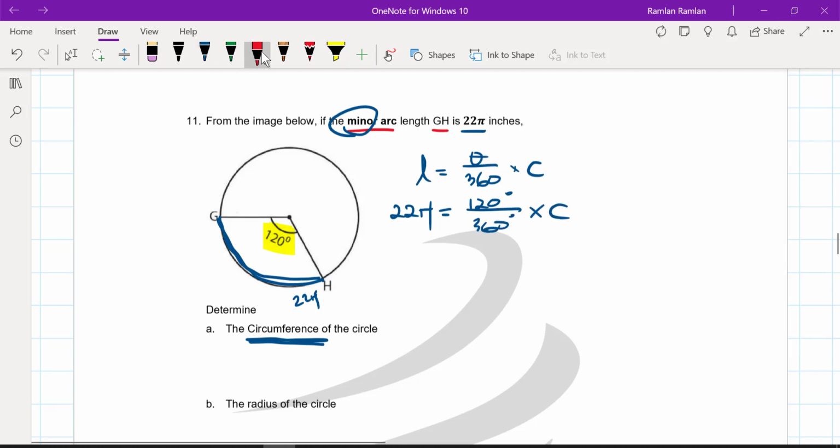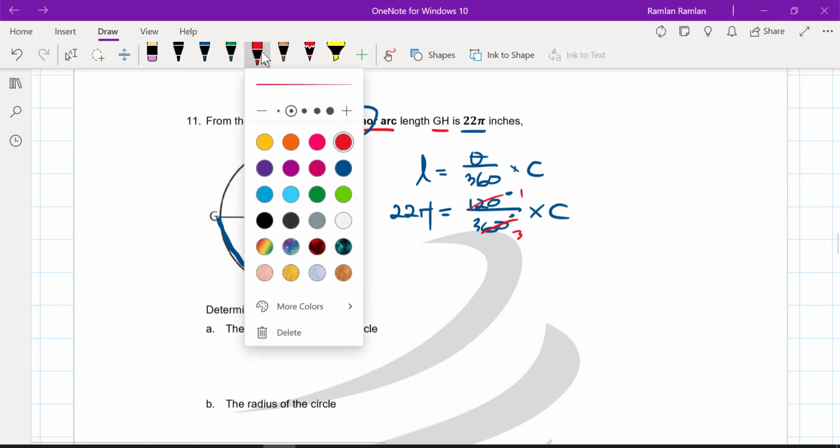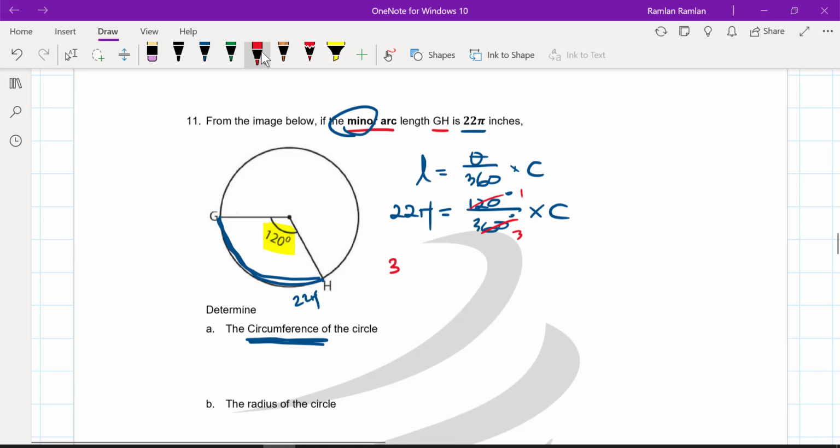Okay, so we can actually simplify this fraction here. There'll be 1 over 3, and since we can multiply both sides by 3 to make the c alone on one side of the equal sign, I'm going to multiply both of them by 3. That'll be 3 times 22 pi equals c. In case you're wondering, I'm just going to write down here 3 times, and times 3, right? Because you can cancel this, so that leaves c alone on the right side.